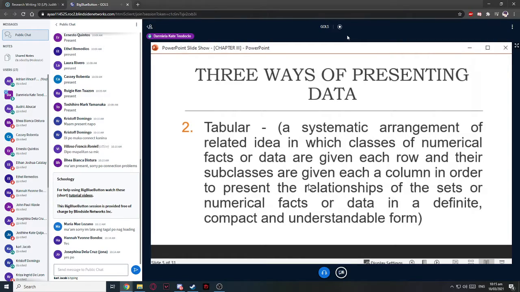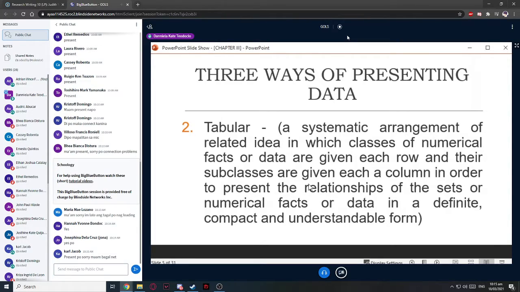Now, these are the tables that you will be using in presenting your data in your chapter 3. I'll be showing you an example later. Now, for tabular and textual, we have mentioned that we use text if our tabular is lacking, and we use tabular if our text is lacking.